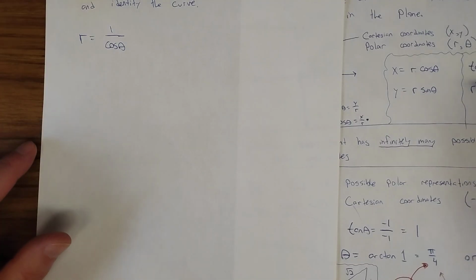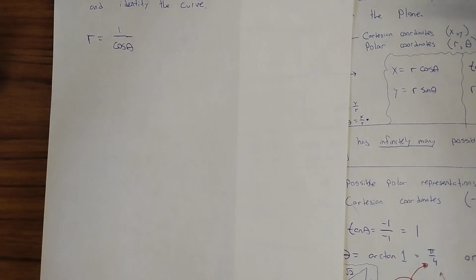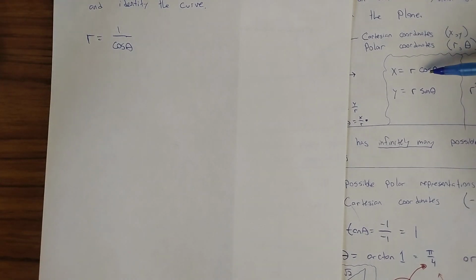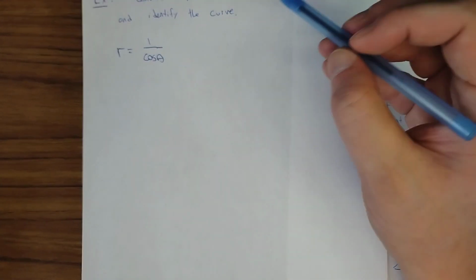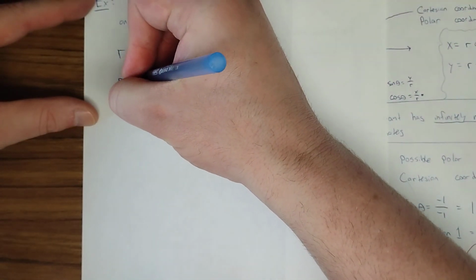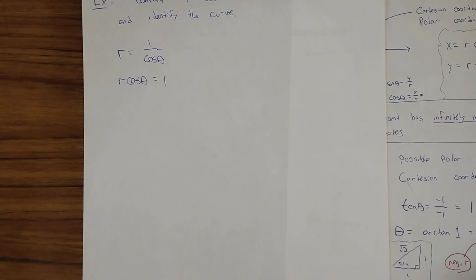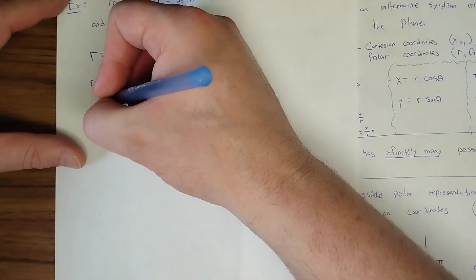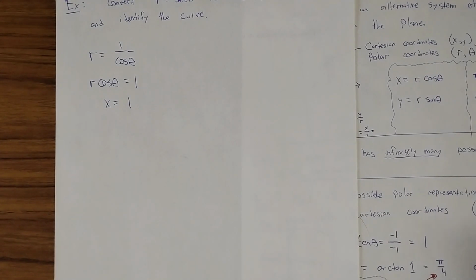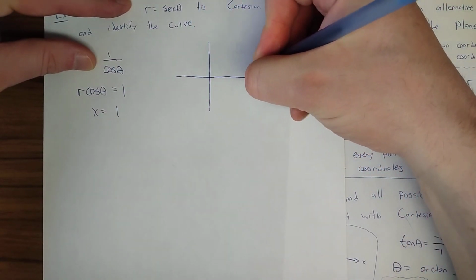So maybe I shouldn't make this an r squared by multiplying by r. The other way I like to see r's is attached to a cosine or a sine. And actually now I see an easy manipulation I can do. If I just multiply by cosine, then I get that. And that's something I like to see. So r cosine theta, I can just replace that with x. So this is actually just a vertical line.